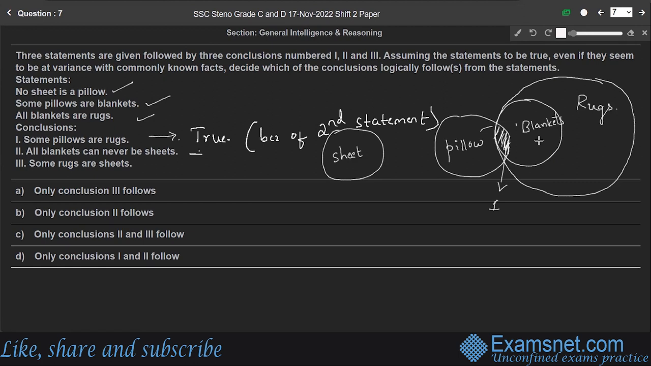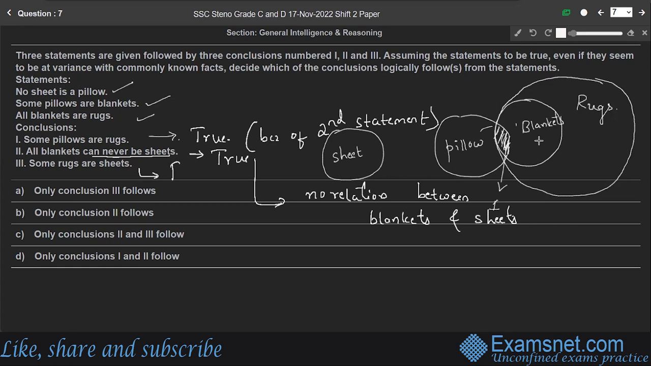The second conclusion is all blankets can never be sheets. There is no relation between sheets and blankets, so all blankets can never be sheets. A true conclusion, because there is no relation between blankets and sheets. And the third conclusion is some rugs are sheets. So some portion of rugs are sheets, which is false, for the same reason: there is no relation between rugs and sheets.